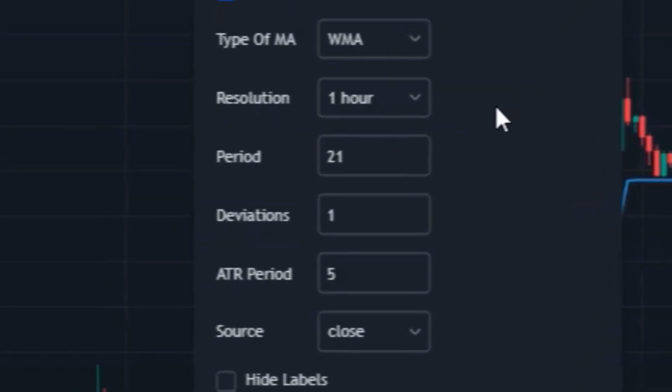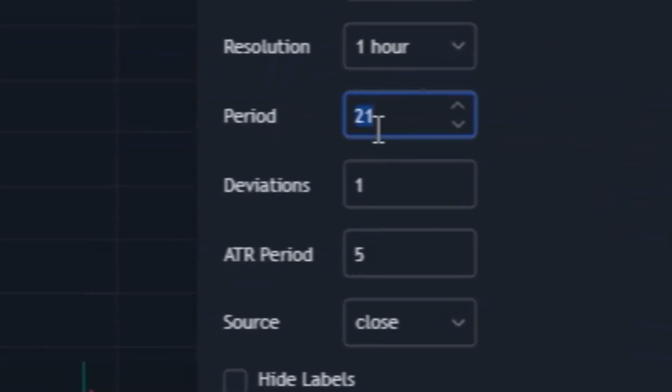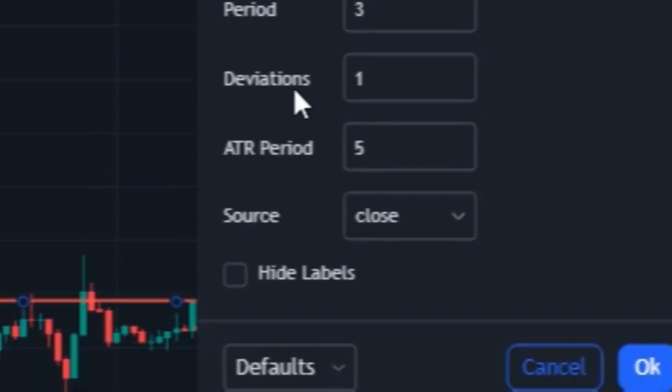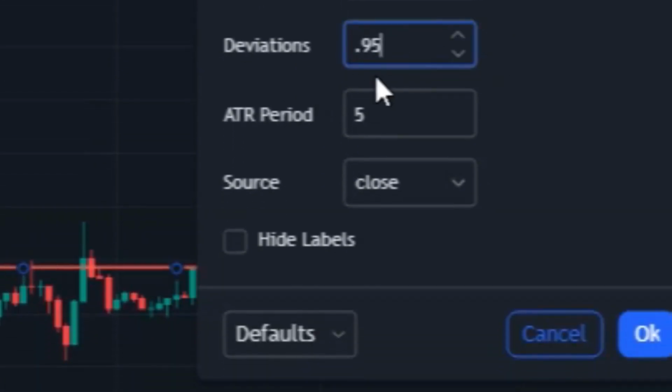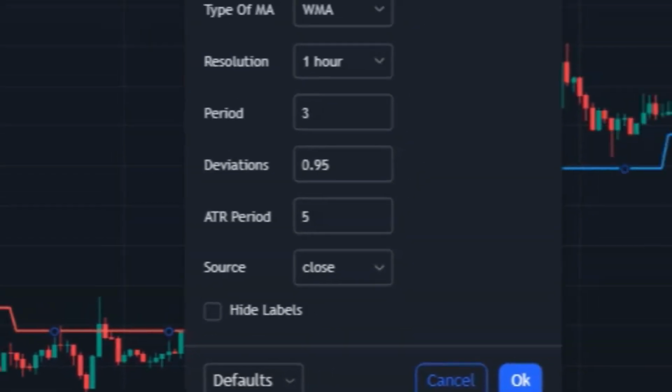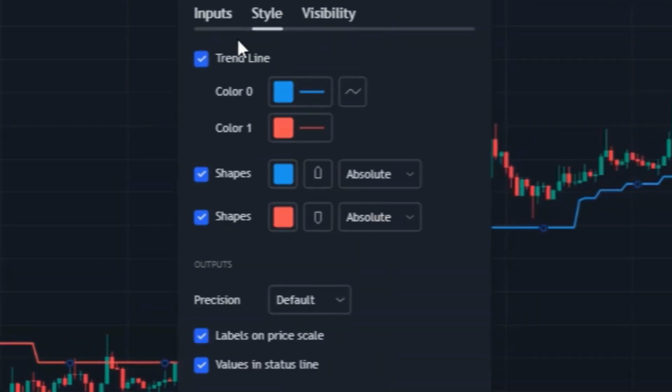After that, change the period to 3 and deviation to 0.95. Then in the style section, you can customize the appearance of the indicator to your liking.